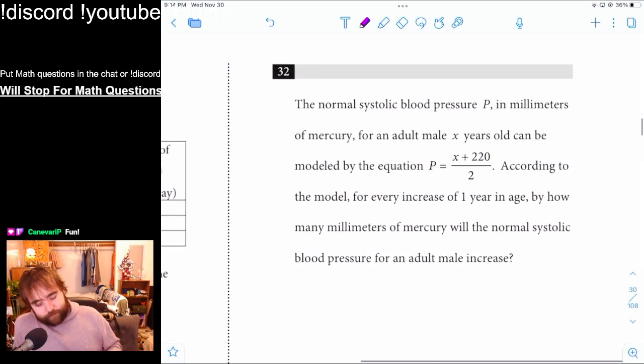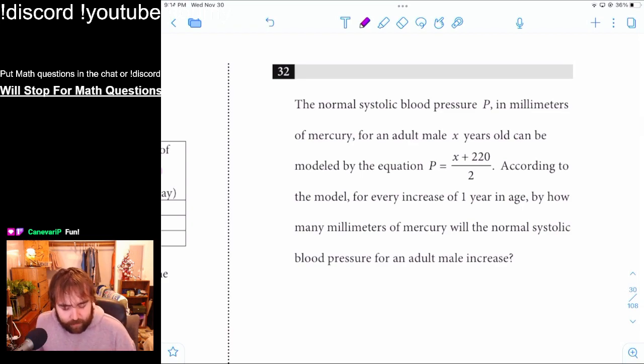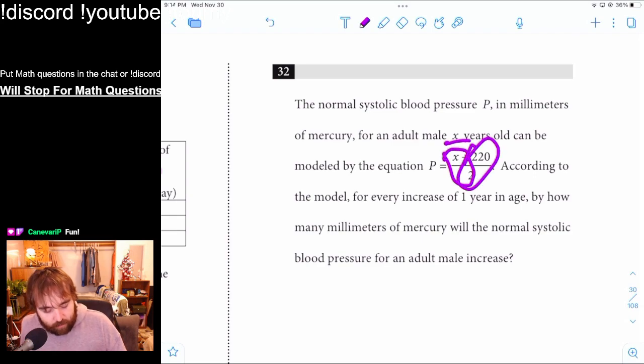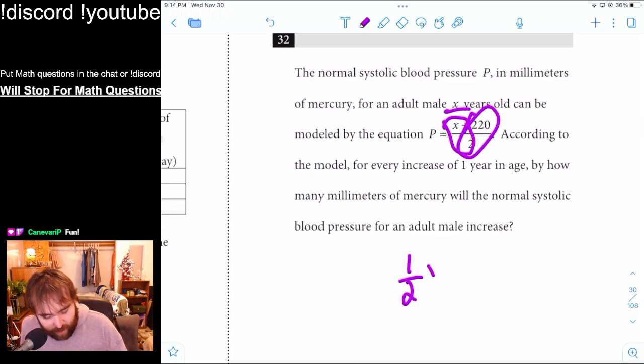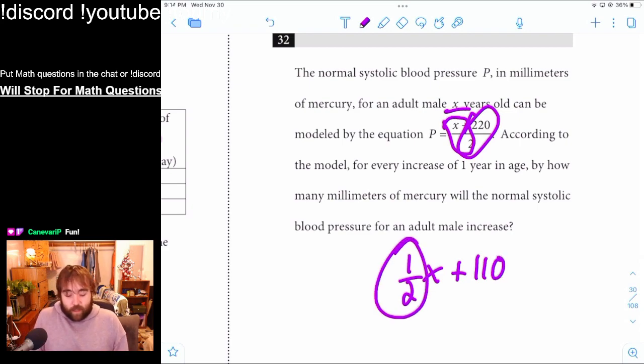And then the last one. Let's again remember the definition of slope, because it asks us, according to the model, for every increase of 1 year in age, that's x, by how many millimeters of mercury will the normal systolic blood pressure of an adult male increase? Well, that's just the slope. If you write the equation as 1/2 x plus 110, you can see what the slope is. That's going to be the answer, because what's the definition of slope? In this case, the blood pressure increases by 1/2 whenever the age increases by 1, which is exactly what they ask us about.